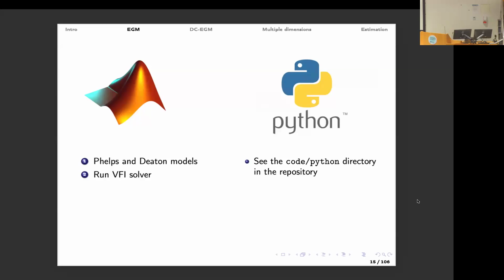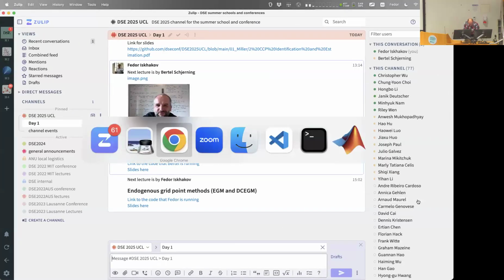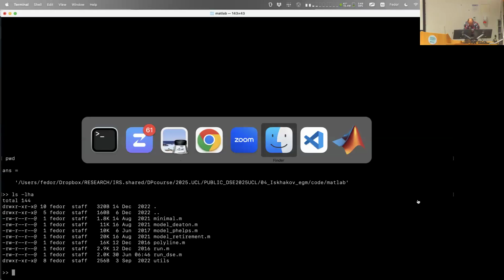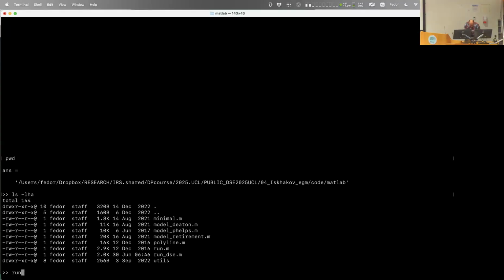I was going to run some code, and there's code in the repository for MATLAB and Python. So there's some code here, and if you look at the folder corresponding to MATLAB, that's the file that you will see. I have these little switches here, so we will set up the problem and then solve it with VFI here. Okay, let's try to run that. The file name is run DSE.